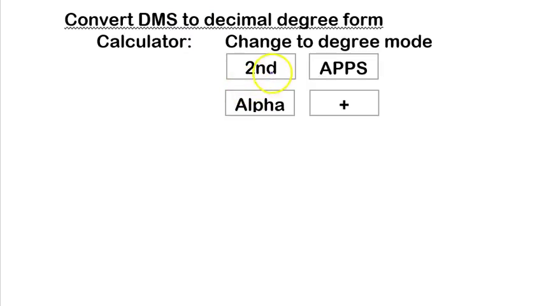The next thing that you're going to do is type in your number and then hit second apps. The second apps key has the word angle above it, so that's what you're really accessing, the angle menu. And that will get you the degree symbol, and then after you type in the next number, it will also get you the minutes symbol. But the second symbol is not in that menu. You have to hit alpha plus, the alpha and the plus that's down there on the bottom left, to get the second symbol.